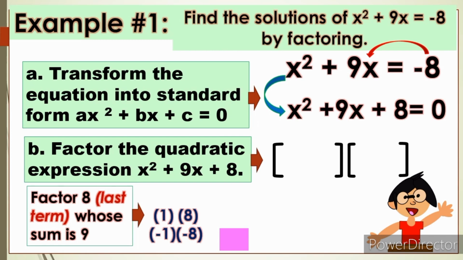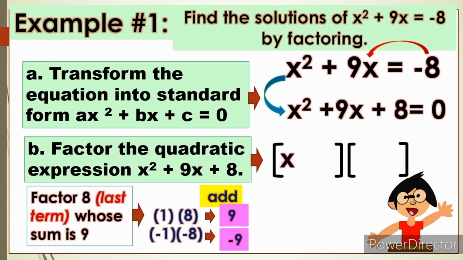And then the next step is to add these factors. So if we're going to add 1 plus 8, it is equal to positive 9. Okay, next, negative 1 plus negative 8 is negative 9. So, we choose to factor 1 times 8.